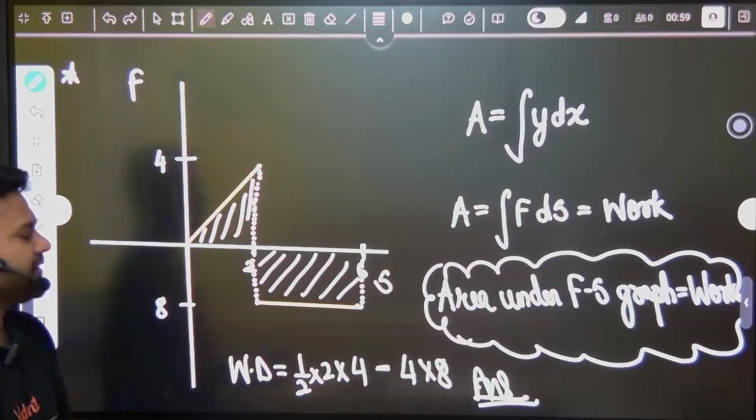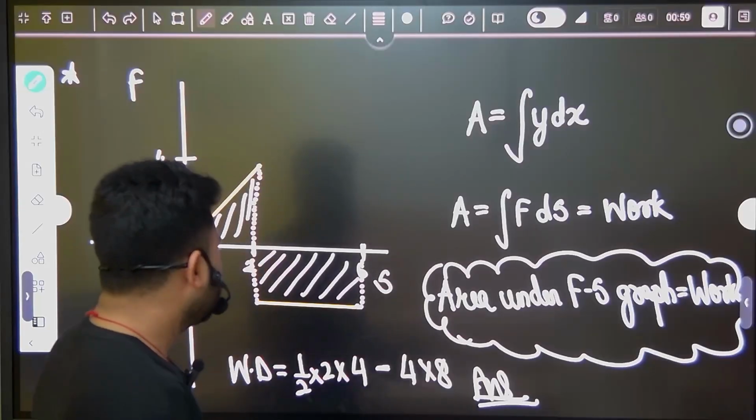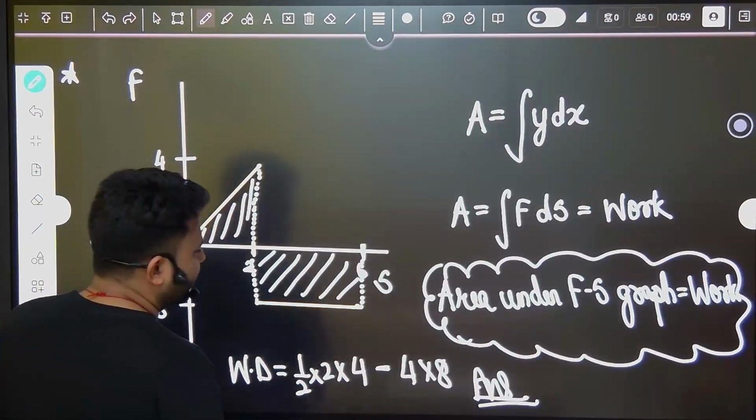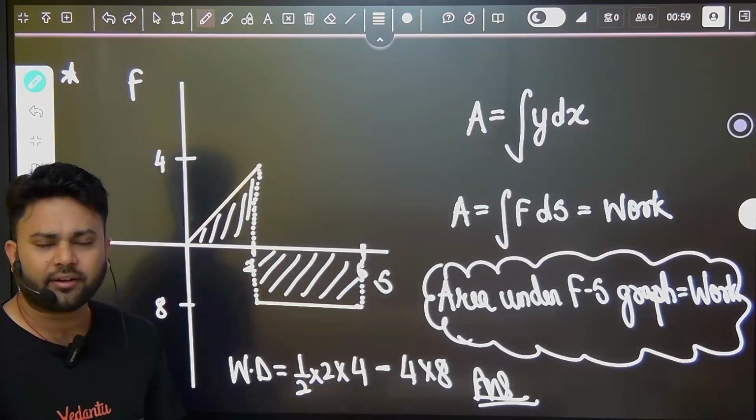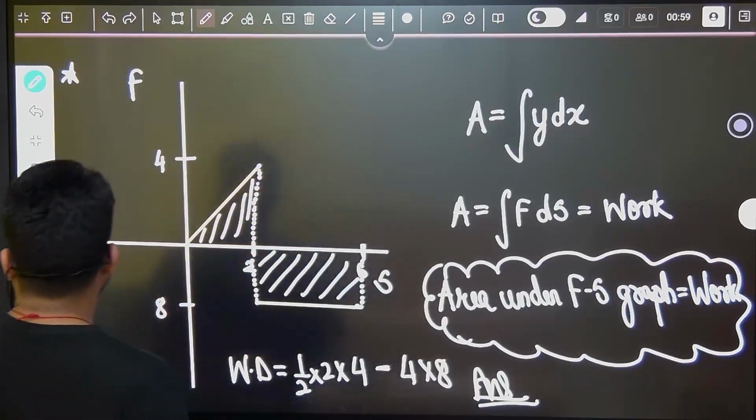Correct? Work done. So these kind of questions can be asked in the exam. You have to be careful. Correct? Okay.